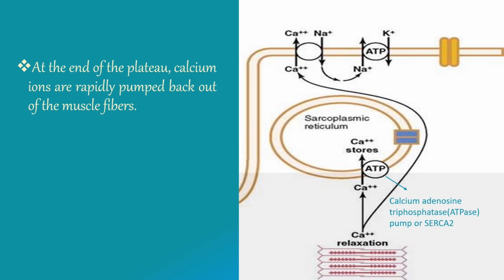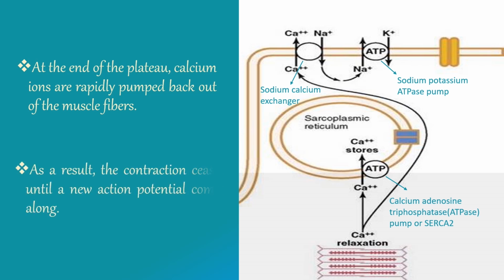Transport of calcium back into the sarcoplasmic reticulum is achieved with the help of a calcium adenosine triphosphatase, or ATPase, pump, also known as SERCA2, or sarcoplasmic endoplasmic reticulum calcium ATPase, which uses ATP. Calcium ions are also removed from the cell by a sodium-calcium exchanger, which does not use ATP. The sodium that enters the cell during this exchange is then transported out of the cell by the sodium-potassium ATPase pump, which also uses ATP. As a result, the contraction ceases until a new action potential comes along.